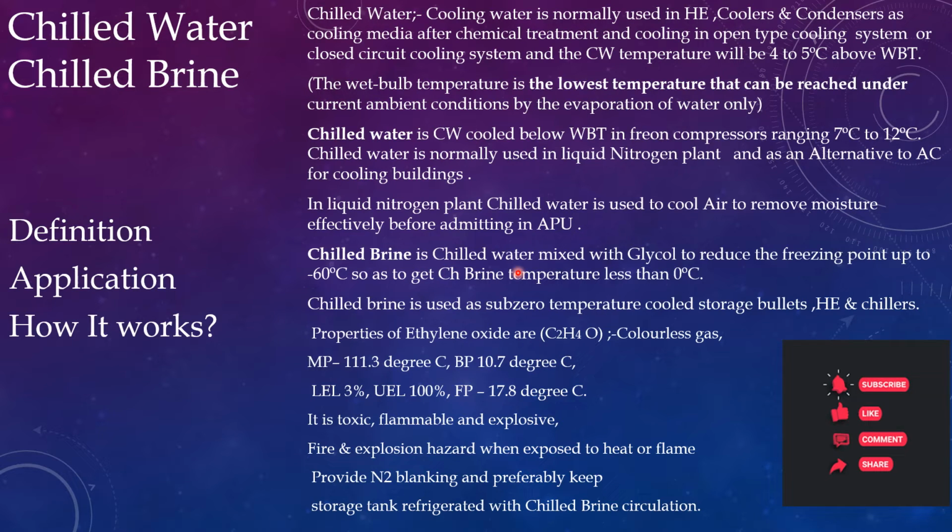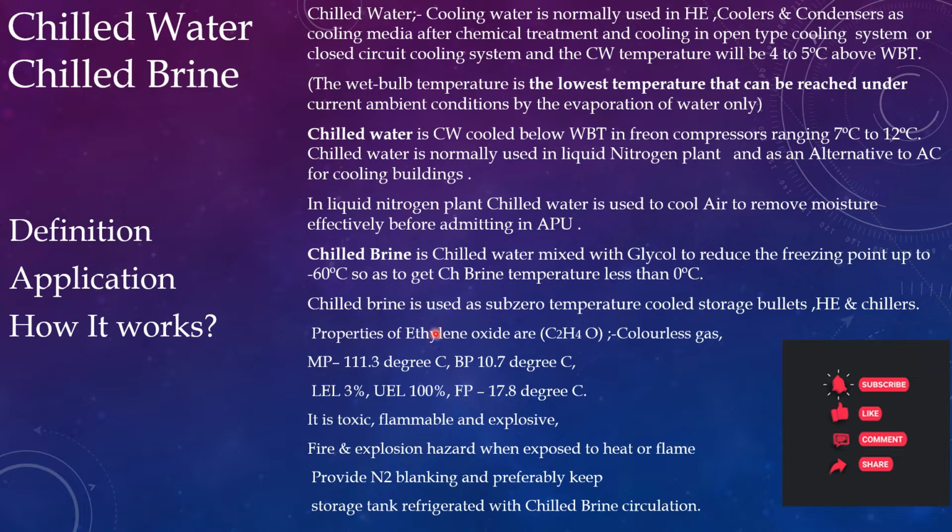Chilled brine is chilled water mixed with glycol, an anti-freezing agent that will reduce the freezing point up to minus 60 degrees centigrade, so as to get the chilled brine temperature less than 0 degrees centigrade so the water will not get frozen. Chilled brine is also used in sub-zero temperature cold storage bullets, heat exchangers and chillers.